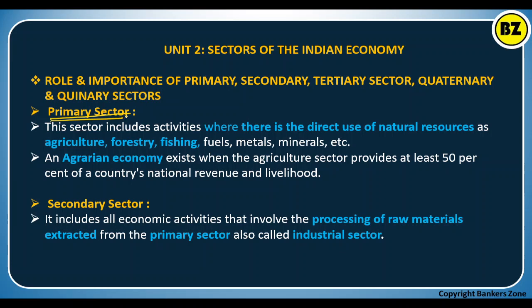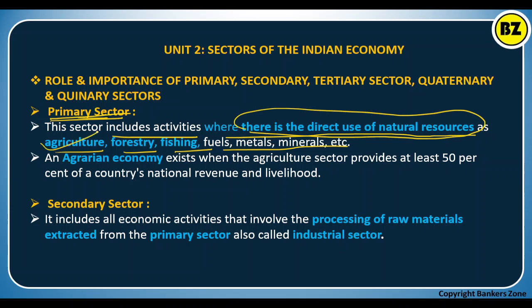This sector includes the activities where there is a direct use of natural resources, for example agriculture, forestry, fishing, fuel, metal, or minerals. So what is the primary sector? Where there is a direct use of natural resources.